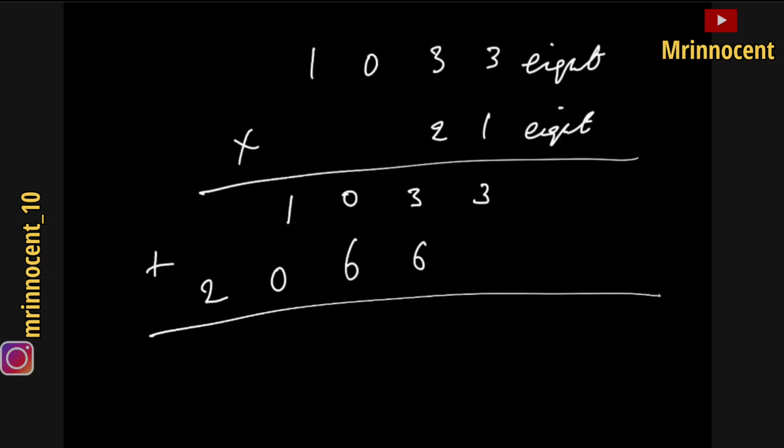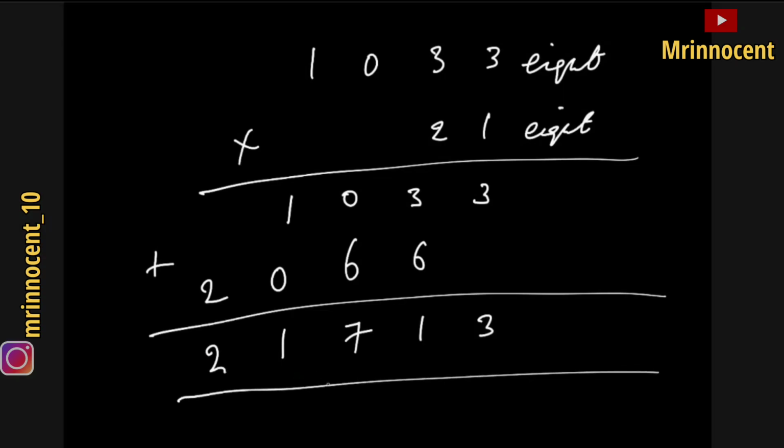Then add. You have 3 plus 0 is 3. 3 plus 6 is 9. 9 in base 8 is 1 remainder 1. 1 plus 0 is 1, plus 6 is 7. 0 plus 1 is 1 and 2 plus 0 is 2. So you have 2 1 7 1 3 all in base 8.